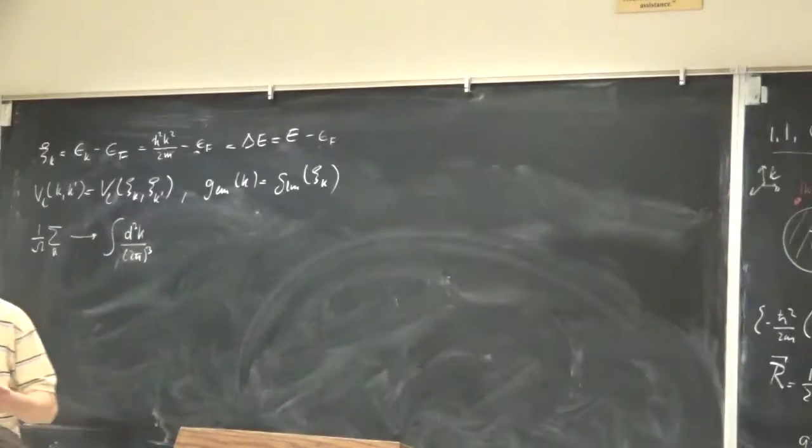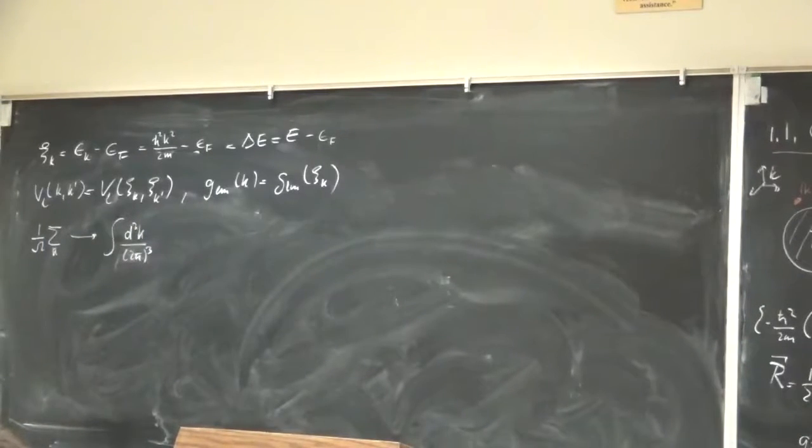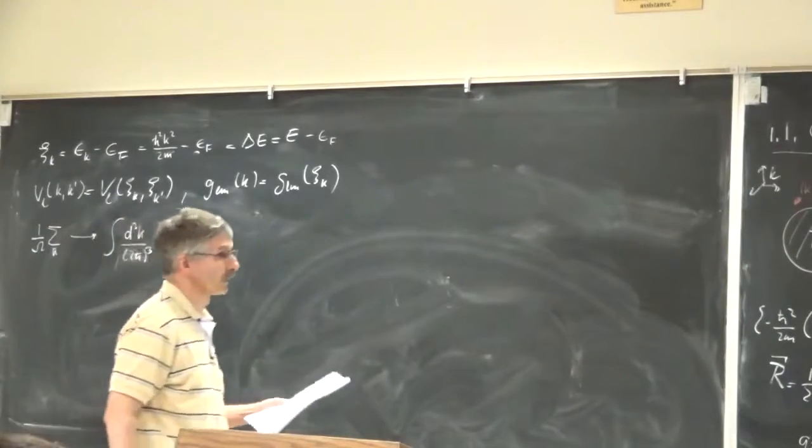An easy way to see it, I think, is that it's got to be a function of just the norm of k minus k prime, the vector. Rotational symmetry constrains that. So that norm has the magnitudes of k and k prime and the angle between them.